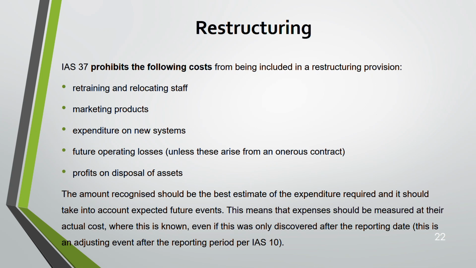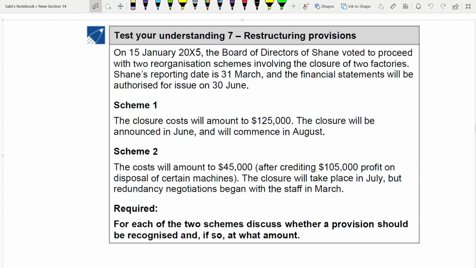Now we'll do 2 questions on restructuring before we move on to the last part of this lecture, some criticisms of IAS 37. Test your understanding 7. Here you are given 2 schemes and you need to decide whether a provision will be recognized and the amount. Be very careful with the dates. When it comes to restructuring provisions specifically, dates are very important.